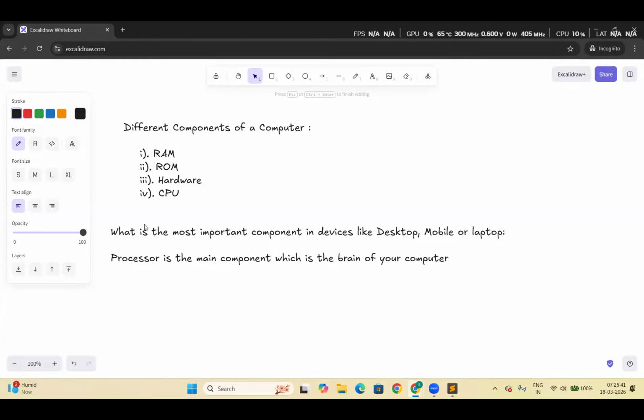So what is this processor? What is it responsible for? Suppose you want to play music, or play any games, or code something, then the processor is responsible for each and everything. It is the brain of the computer. Without a processor, we cannot do anything. How many of you are clear? It's clear, right?